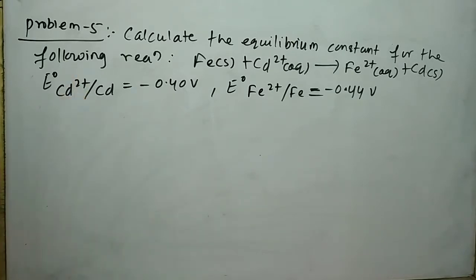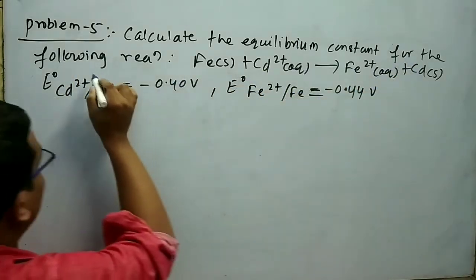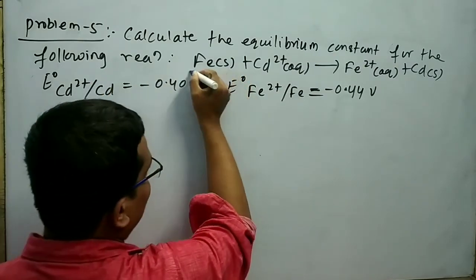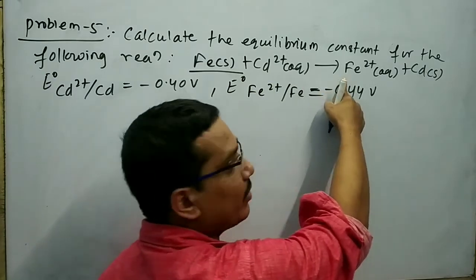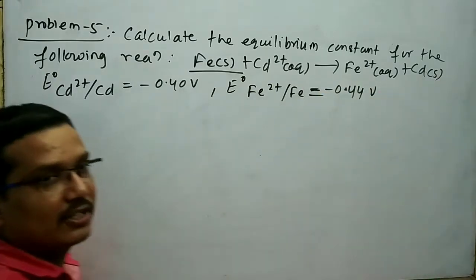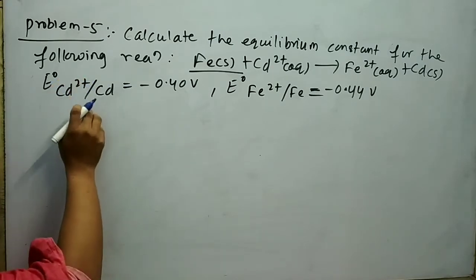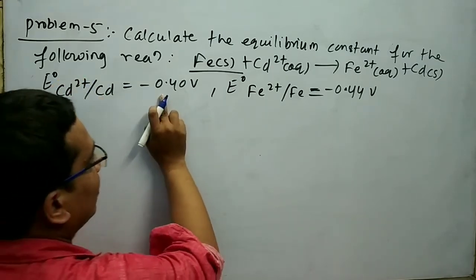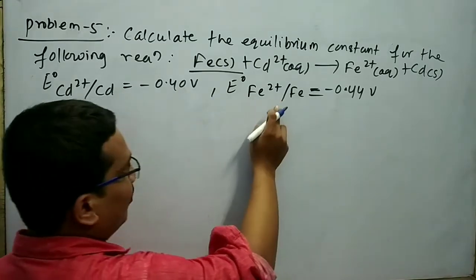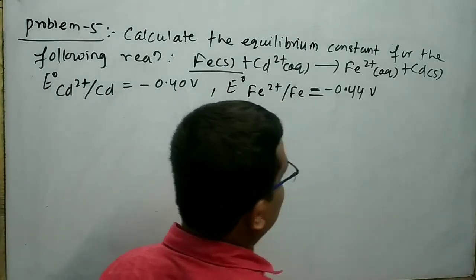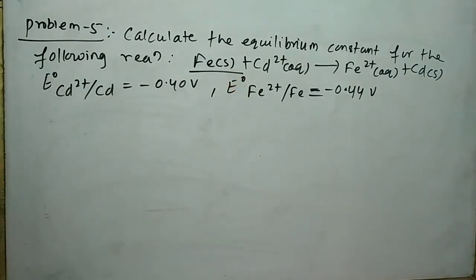Now I will solve problem number 5. Calculate the equilibrium constant for the following reaction. The reaction is Fe solid plus Cd2+ aqueous gives Fe2+ aqueous plus Cd solid. The given data is E0 Cd2+/Cd equal to minus 0.40 volt, E0 Fe2+/Fe equal to minus 0.44 volt. Our aim is to find out the equilibrium constant.